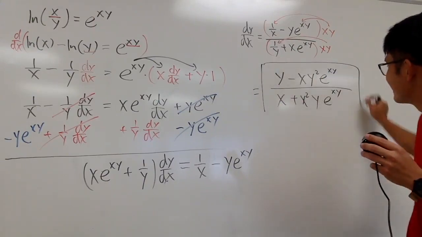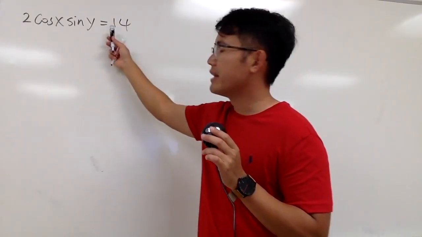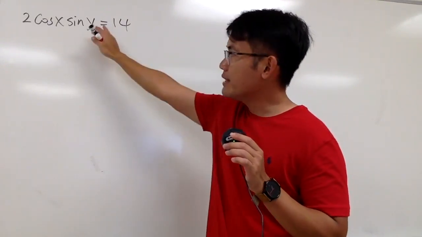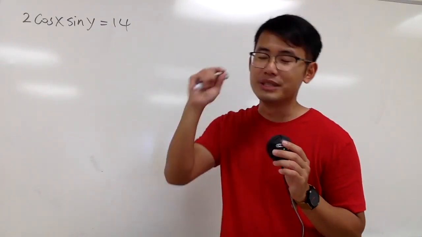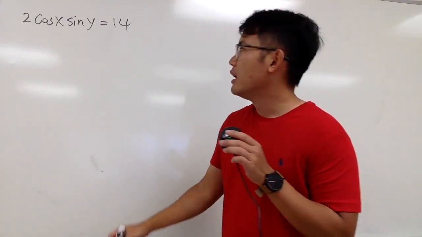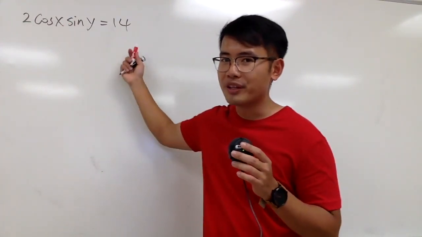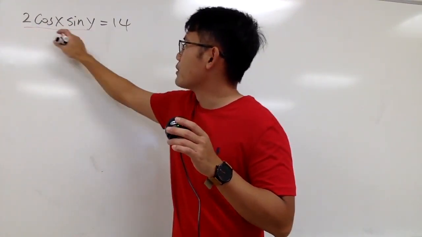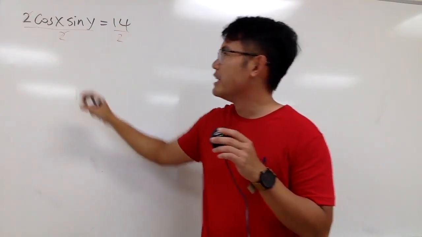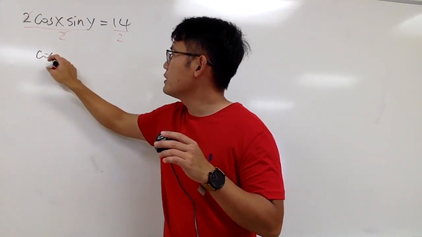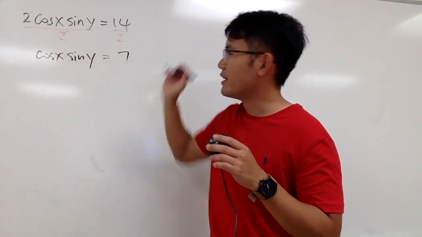This is the answer. We'll find the derivative for 2 times cosine x times sine y, that's equal to 14. And since the y is not isolated, it's okay because I don't want to isolate it either, because we can use implicit differentiation. And before we do that, we notice we have 2 times this, and that's equal to 14. Let's go ahead, divide both sides by 2 first, so that we can reduce the number a little bit, right? So this is now cosine x times sine y, and that's equal to 7.